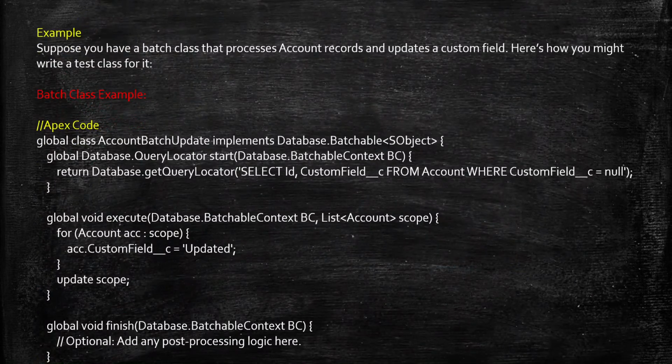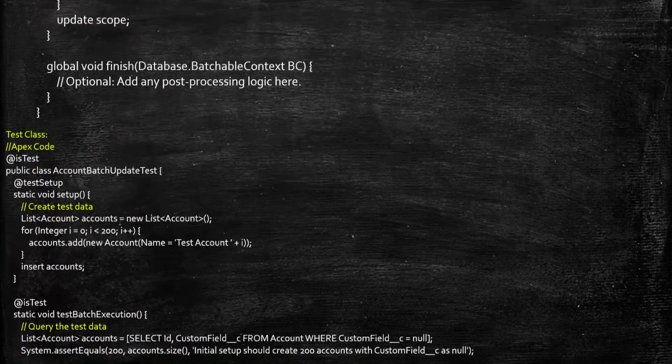Firstly, take an example. Suppose you have a batch class that processes account records and updates a custom field. Here I write a test class for it. Global class AccountBatchUpdate implements Database.Batchable<SObject>. I used a query locator, Database.QueryLocator start(Database.BatchableContext bc), which returns the records: SELECT Id, CustomField FROM Account WHERE CustomField = null. After that, in execute I update that custom field, and in the finish method I put the post-processing logic here.